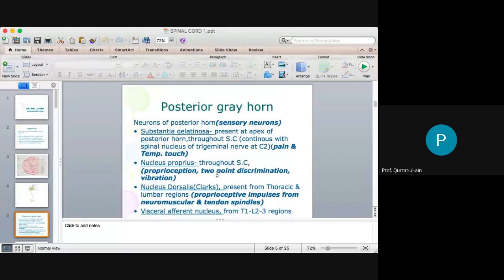The nucleus proprius is also present through the spinal cord. It is taking 2-point discrimination, proprioception, and vibration sense, right? And the nucleus dorsalis or Clark's neurons, these are the two names. They are present in the thoracic and lumbar region, carrying the proprioceptive impulses from the muscle spindles, the neuromuscular and the tendon spindles which are present in the muscles. And visceral afferent nucleus is also present in thoracic and lumbar regions of the spinal cord. All right.